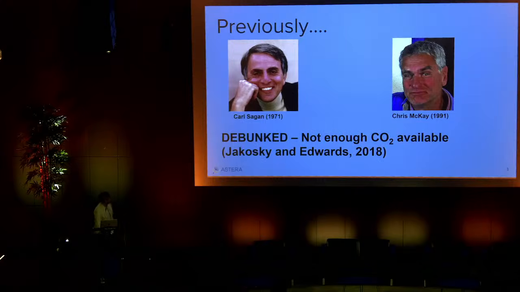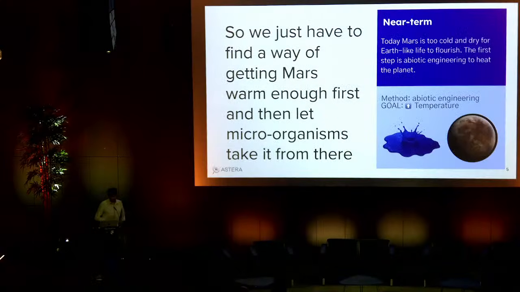But now we know, as Edwin said, that this theory is debunked, because there's simply not enough CO2 available to actually do this in the surface and subsurface. So basically what we have to do is find a way of getting Mars warm enough first, to establish environments for these pioneer species, and then let photosynthetic microorganisms take it from there and build up an atmosphere.